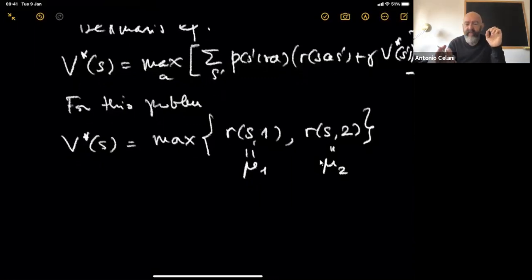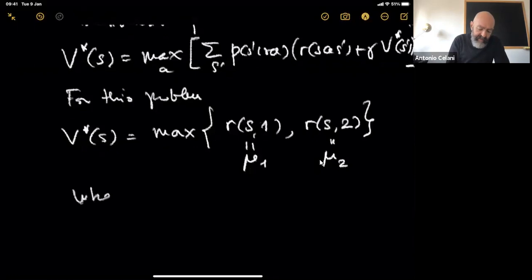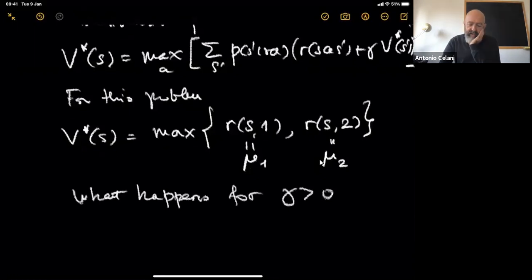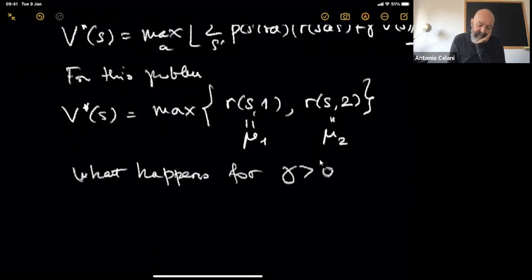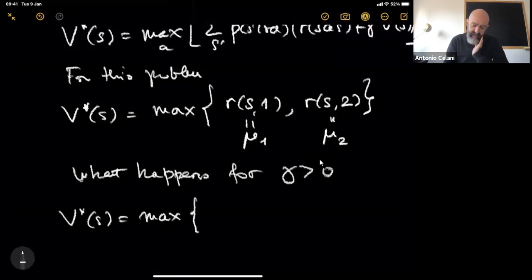This means to say that from the viewpoint of Markov decision processes, bandits are trivial decision problems, because there's no need to look into the future, etc. Now, you might want to ask what happens for gamma strictly larger than zero. Okay, so let's have a peek at this. It is quite similar, and therefore we are going to have V star S equal to the maximum over, let me keep the same explicit notation in terms of the two actions, so everything is explicit.